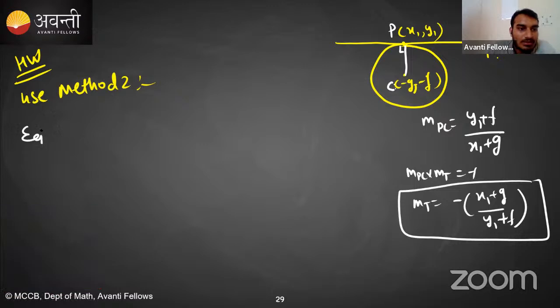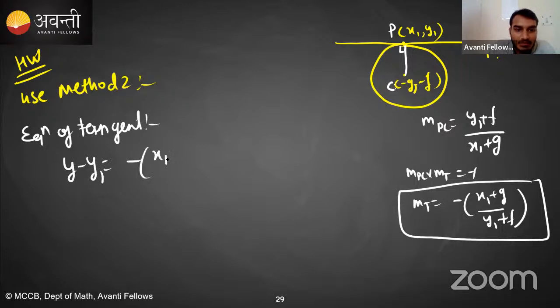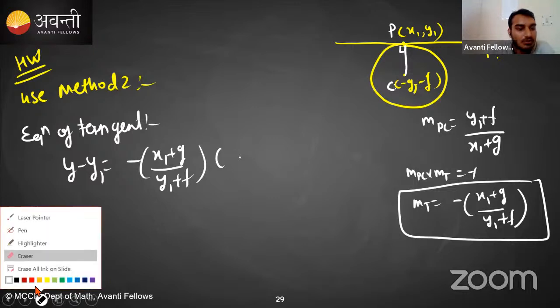Okay, so the equation of tangent is y minus y1 is equal to the slope, which is x1 plus g upon y1 plus f, into x minus x1, right? You will solve this.